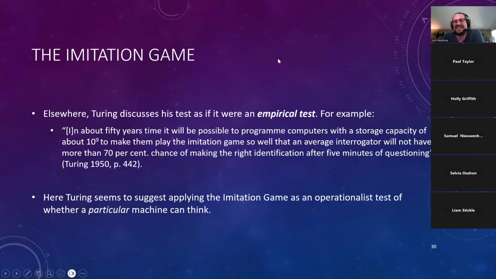You can also use the Turing test as an actual empirical test. And it has sort of been done, not really in a scientific way. But here's an example again from Computing Machinery and Intelligence. In about 50 years' time, so around the year 2000, Turing's writing this in 1950, it will be possible to program computers with a storage capacity of about 10 to the ninth power to make them play the imitation game so well that an average interrogator will not have more than 70% chance of making the right identification after 5 minutes of questioning. So here it's like a test of whether a particular machine can think.